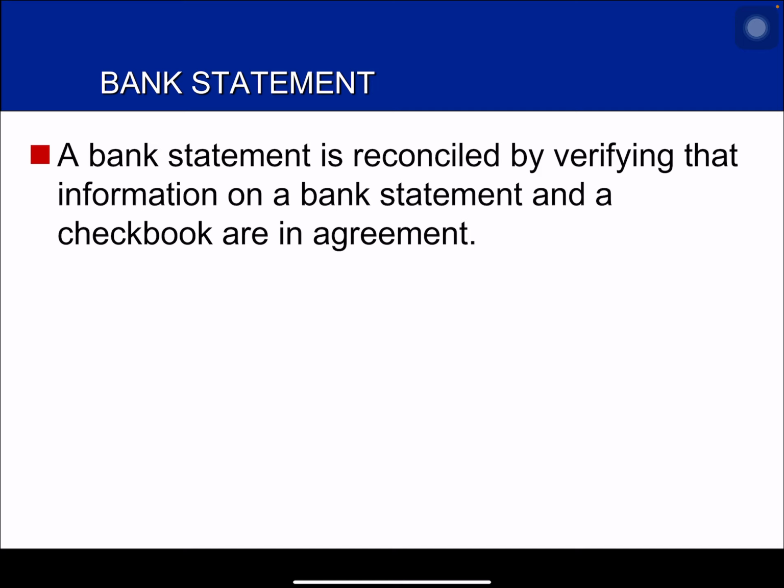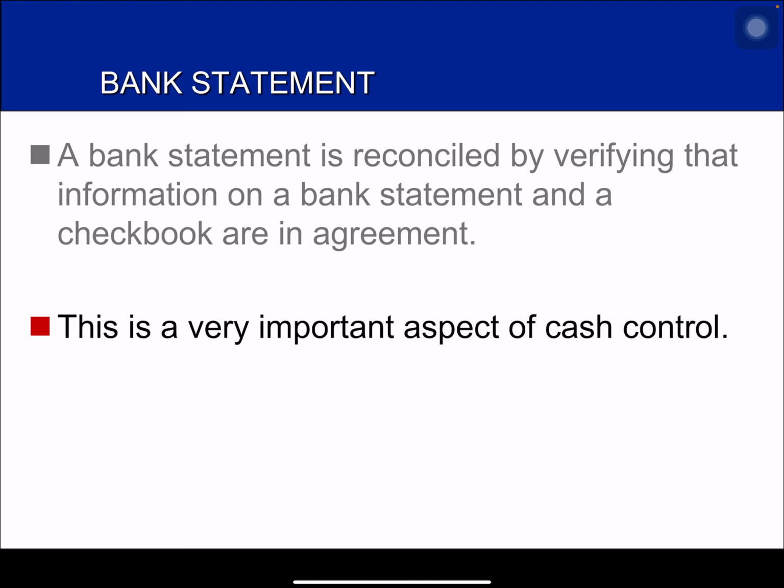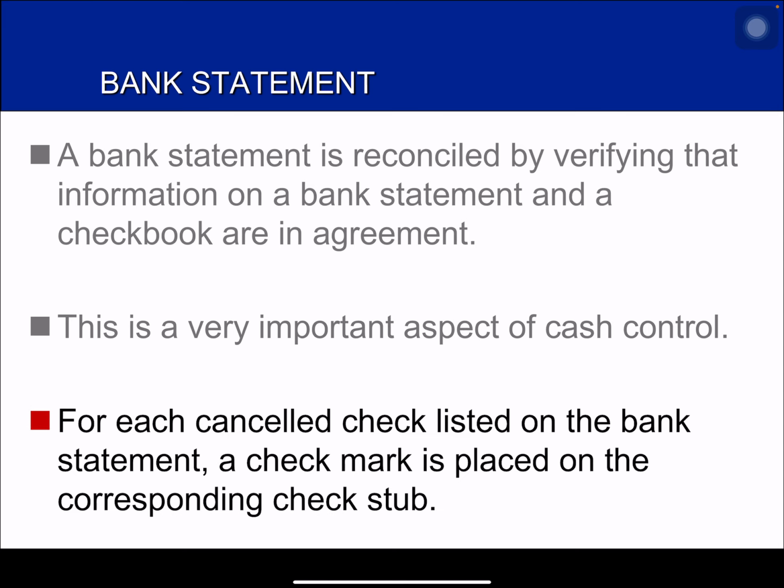A bank statement is reconciled by verifying that the information on the bank statement and the checkbook are in agreement. This is a very important aspect of cash control, making sure that all of your cash that you have in your checking account equals what the bank has. For each canceled check, ones that have been paid, listed on the bank statement, you would go back and place a check mark by the check stub that you have in your account. A check stub without a check mark is an outstanding check.